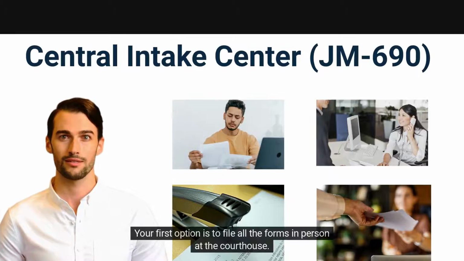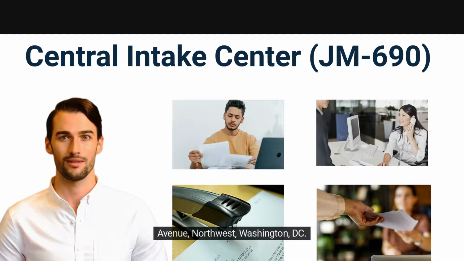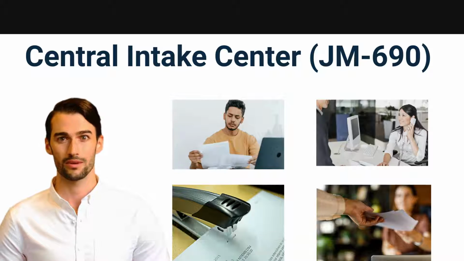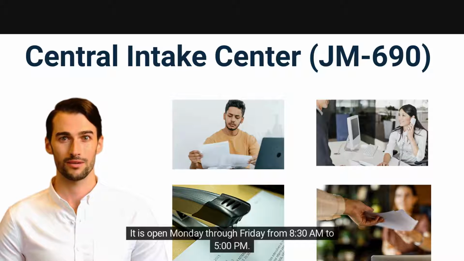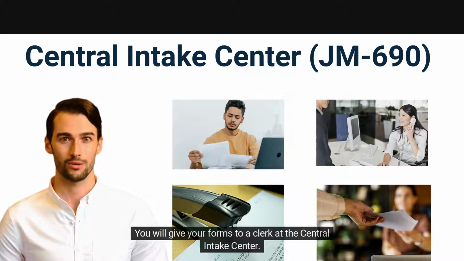Your first option is to file all the forms in person at the courthouse. To do this, go to the Family Court Central Intake Center at the Moultrie Courthouse, located at 500 Indiana Avenue, Northwest, Washington, D.C. The Central Intake Center is in room JM 690, which is on the JM level. It is open Monday through Friday from 8:30 a.m. to 5 p.m. You will give your forms to a clerk at the Central Intake Center.